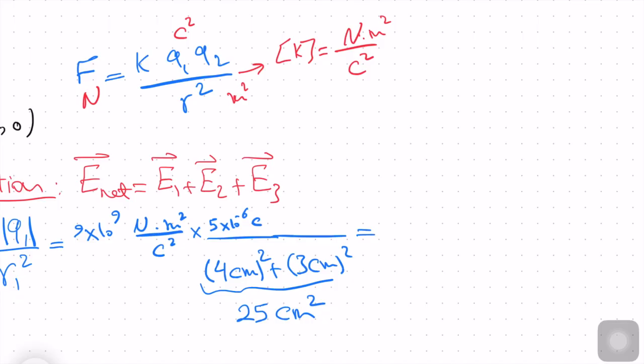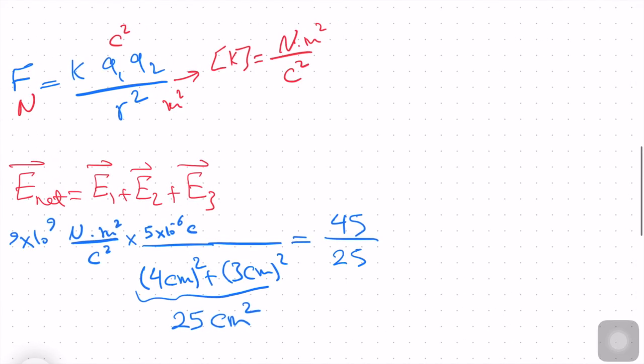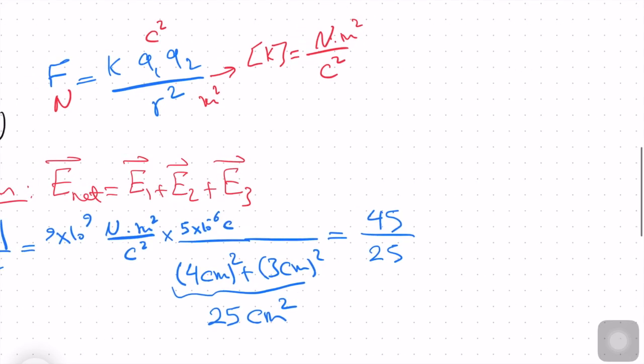So what we have here is I'm going to collect all the numbers, and I'm going to collect all the powers of 10 separately. And then I'm going to write my units. So first, all the numbers that are not powers of 10. I see a 9 and a 5, that's 45. And I have to divide by 25, right? Now the only thing that's left is powers of 10, so multiply by 10 to the 9 and 10 to the minus 6, so I'm left with 10 to the 3.